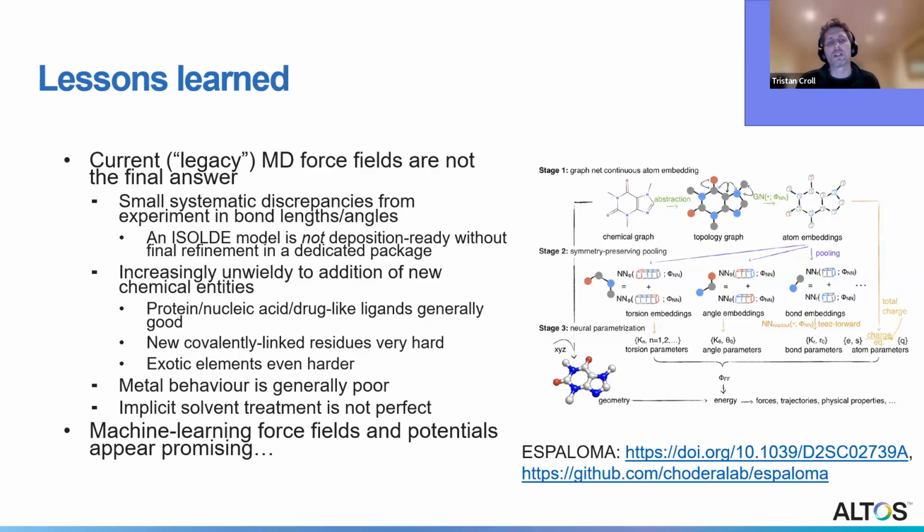Behavior of metals is generally not great, especially any metals with more than a +1 charge, which is why one of those early workarounds, early hacks, works much better than it really should. Every metal ion in ISOLDE is actually +1, because the +2 charge was really poorly behaved in implicit solvent. And the implicit solvent treatment itself is good. It's accounting for the presence of water without actually having water there. It's good, but it's not perfect.